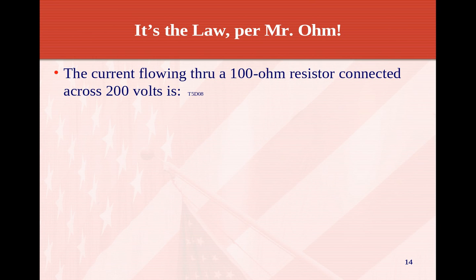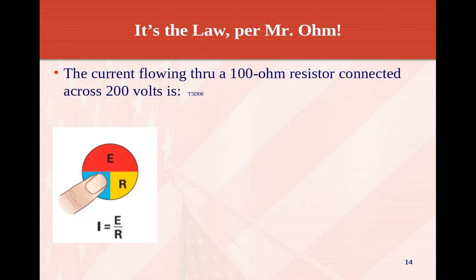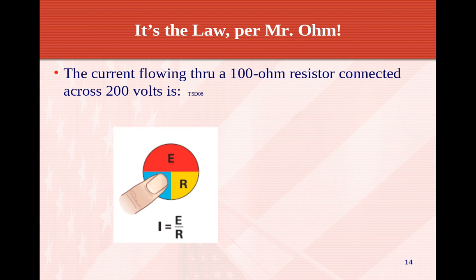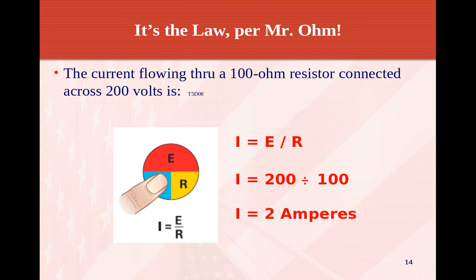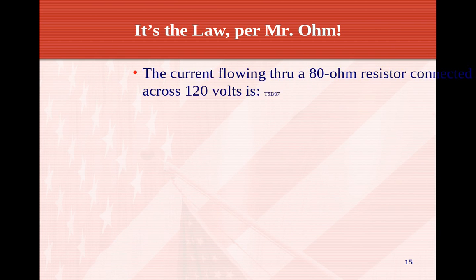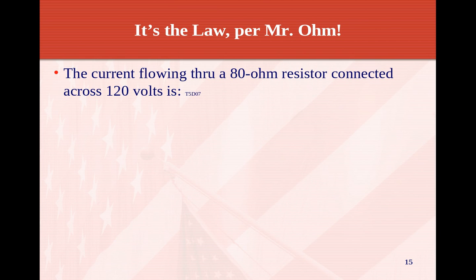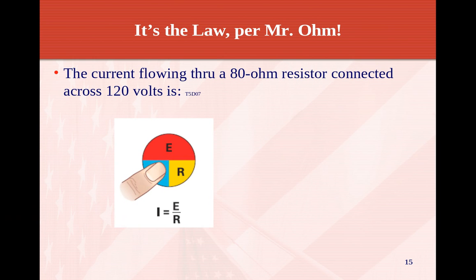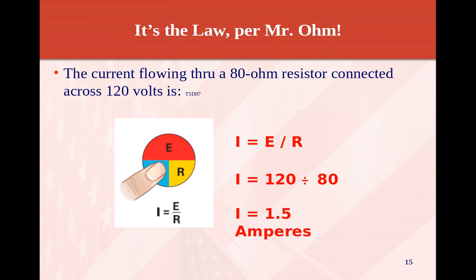Current flowing through a 100 ohm resistor connected across 200 volts. So again, we want to find current. I is equal to E over R. I is equal to 200 volts divided by 100, which is 2 amps. The current flowing through an 80 ohm resistor connected across 120 volts is. So we want to find I again, E over R. I is equal to 120 volts divided by 80 ohms, and that gives us 1.5 amps.